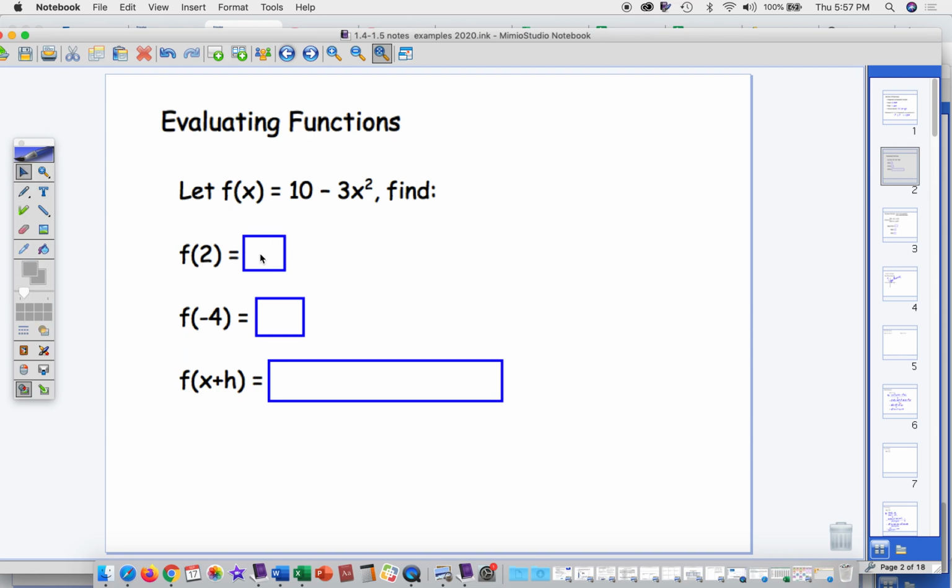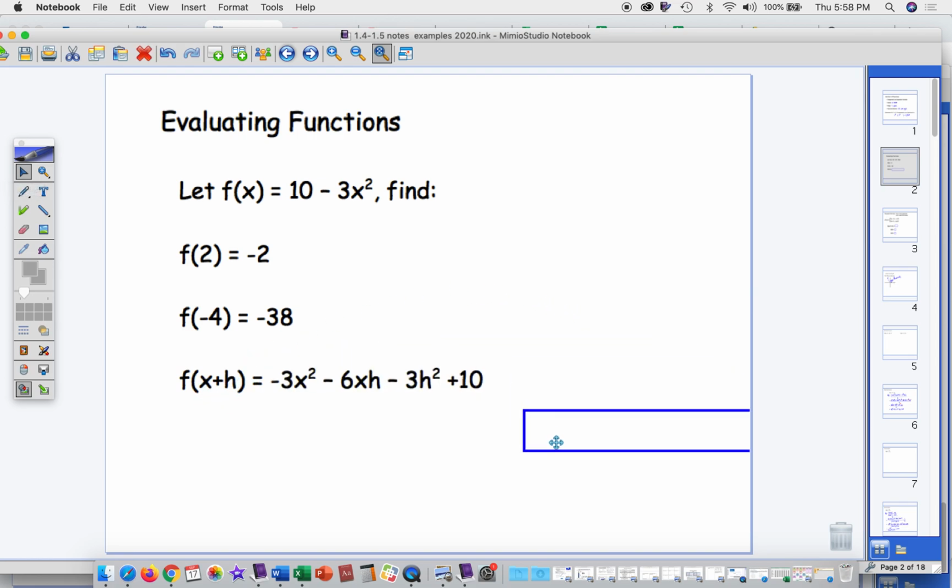Okay, let's see how you did. For f of 2, hopefully you got negative 2. For f of negative 4, hopefully you got negative 38. And for f of x plus h, hopefully you got all of these terms.